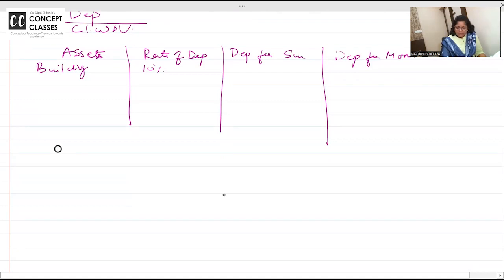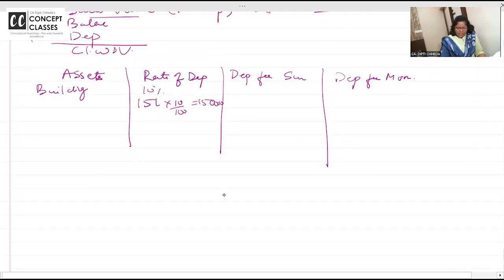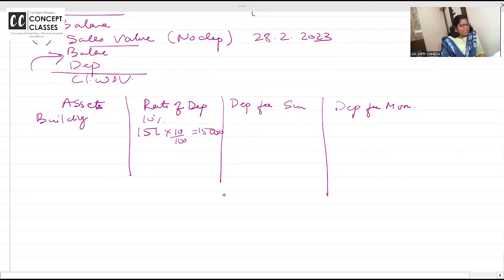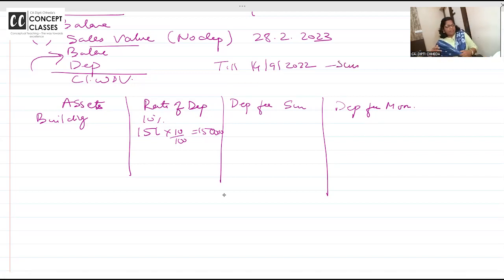Building 10%. So it is 15 lakhs into 10%, which is 1,50,000. How much will you charge for Sun and Moon? For that, you have to do one working; write it anywhere, above or below. Till 15 September the asset was transferred, so till 14 September 2022 it is for Sun. Are you all with me? From 15 September onwards it is taken over by Moon.